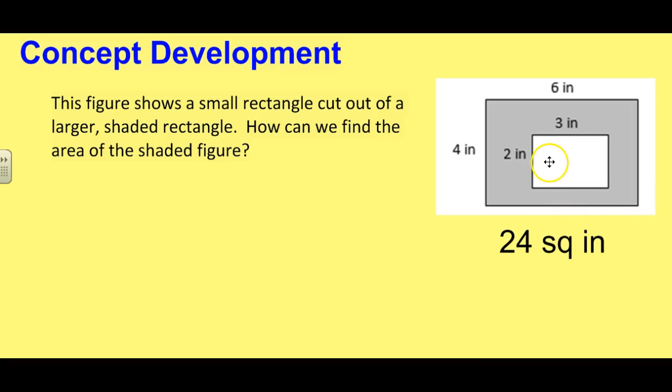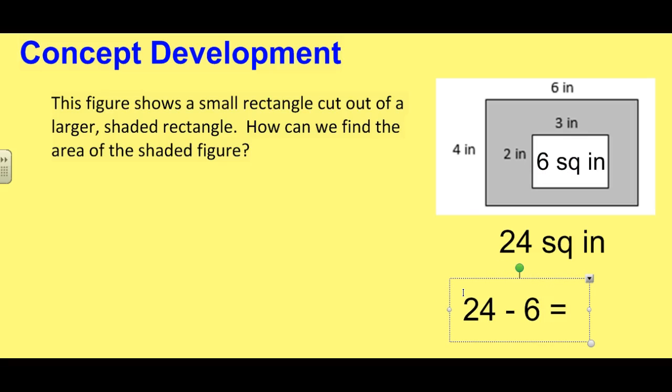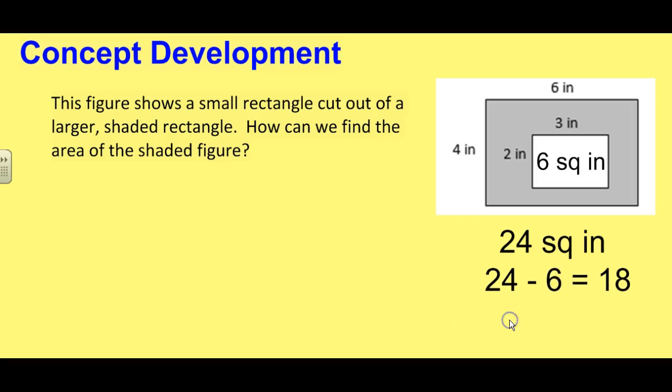Okay, so I know that this rectangle right here was 6 square inches, because I know that 2 times 3 is 6. So when I take 24 minus 6, it gives me 18. So the area of the shaded part of this rectangle is 18 square inches.